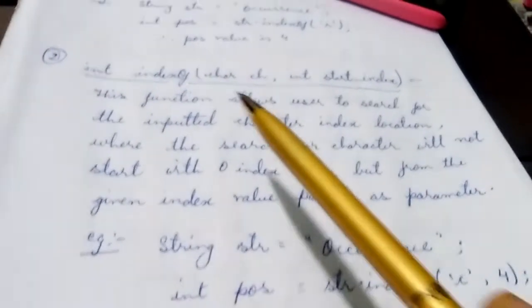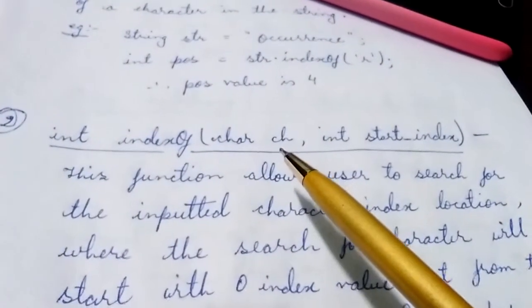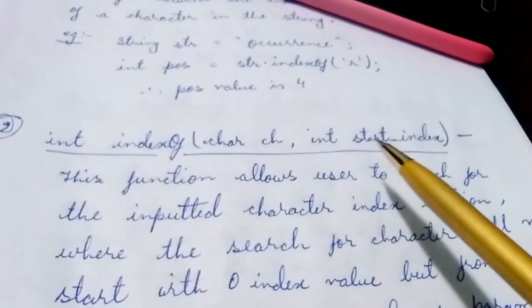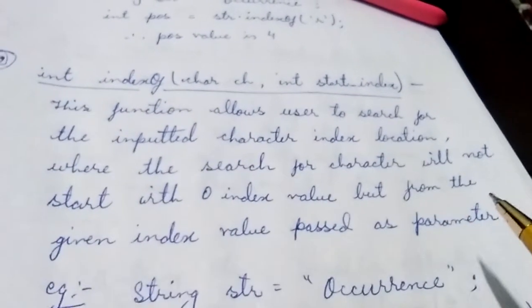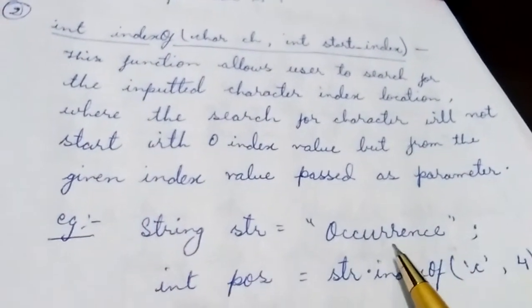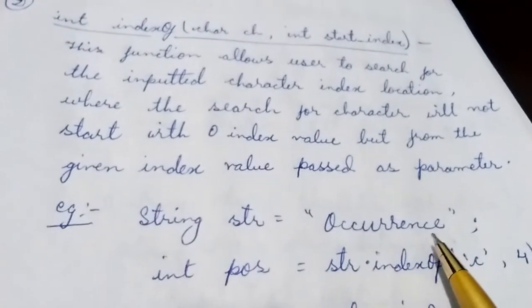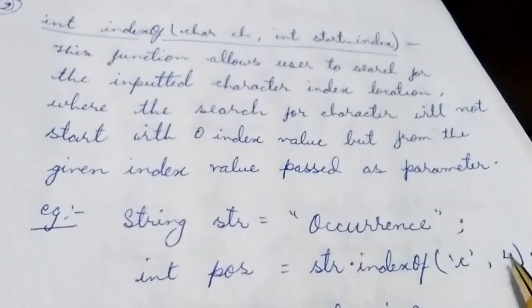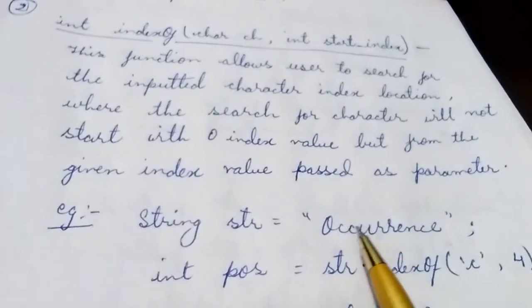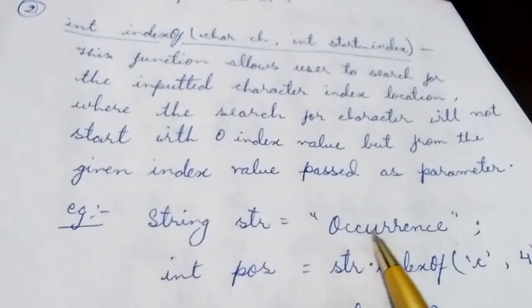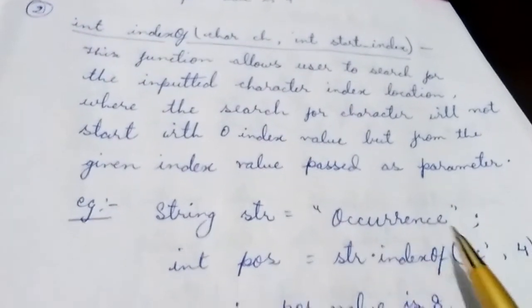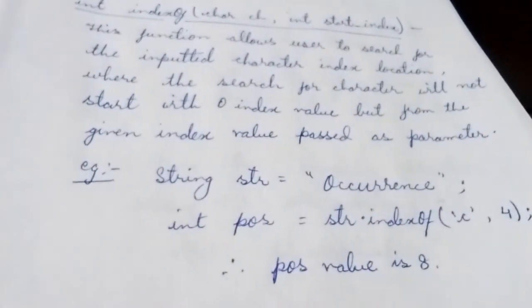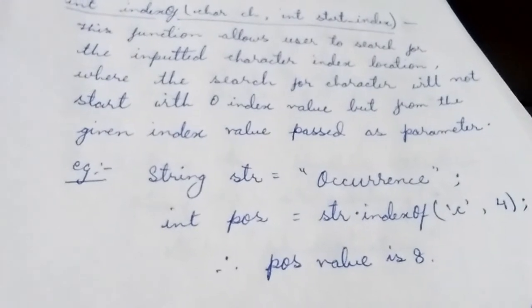But indexOf char ch, int startIndex allows you to search for the character after the particular index location. So here we are searching after 4. So we count 0, 1, 2, 3, 4. Now from here it will search 5, 6, 7, 8. So it will return 8, that at the 8th index location c is occurring.